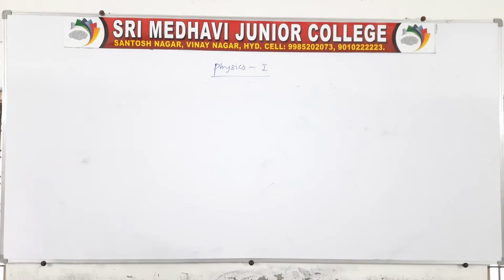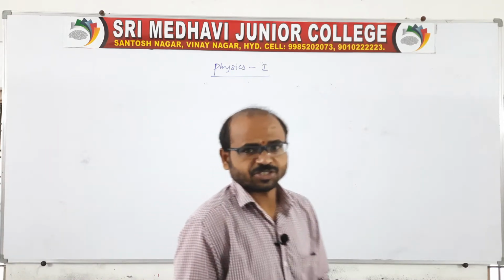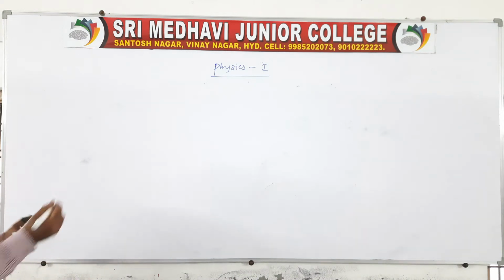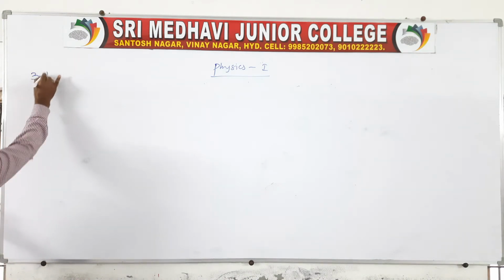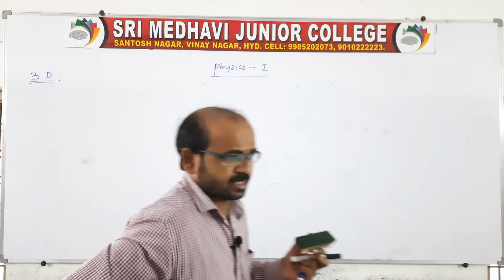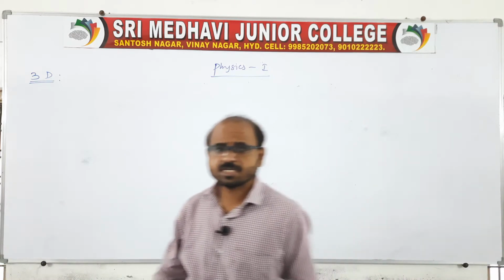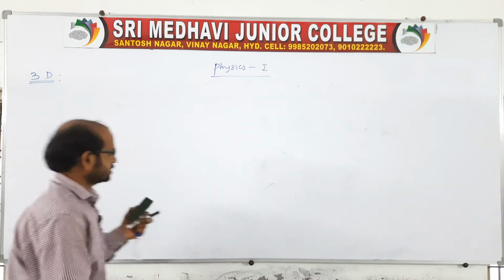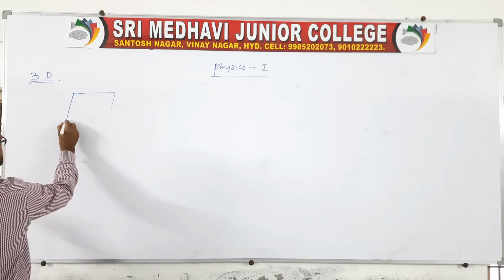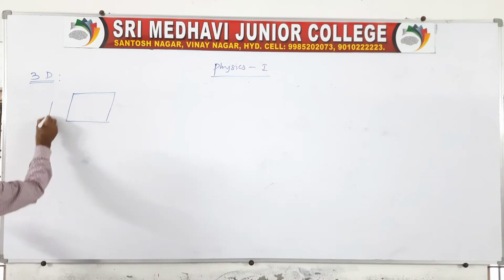Now let us move to the case of three dimensions, because two dimensions is already finished. Suppose you take a three dimensional plane. Since it is three dimensional, a vector can be resolved into three components. I'll give you one example. You take a cube, and the cube is like this.